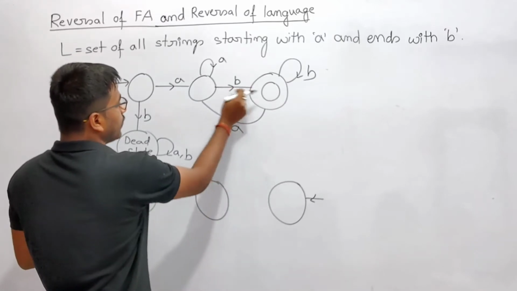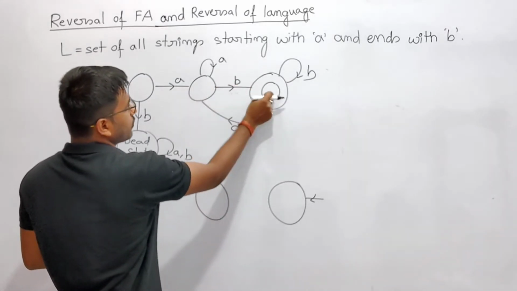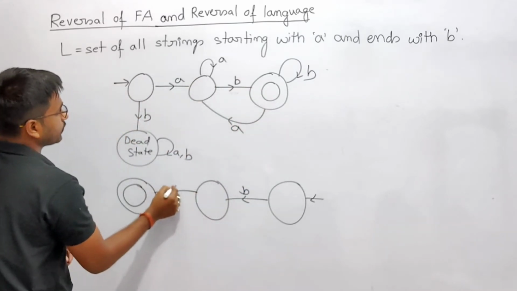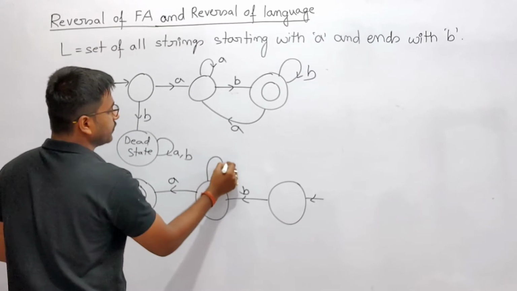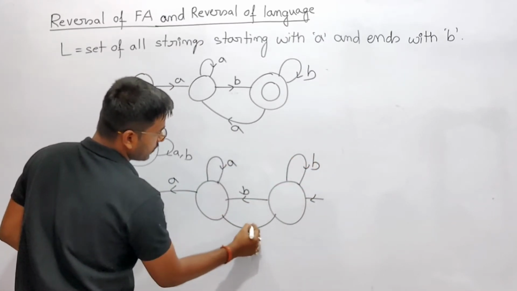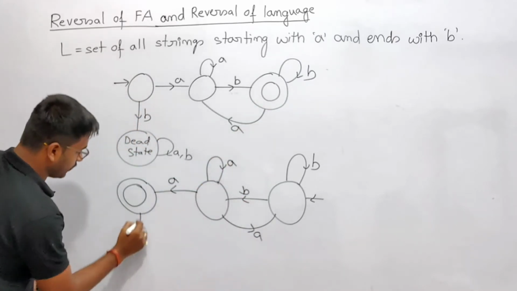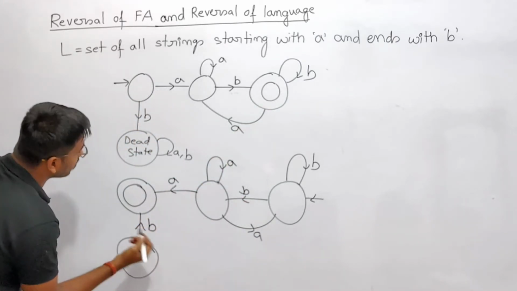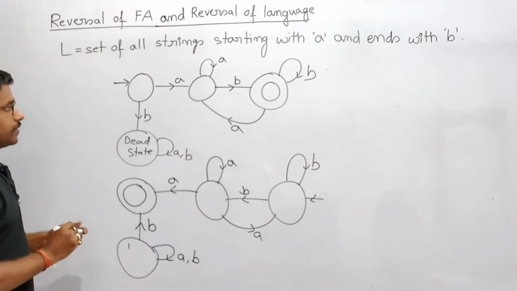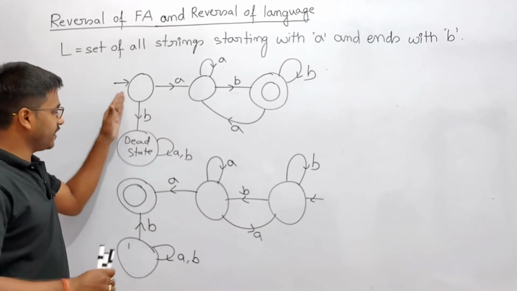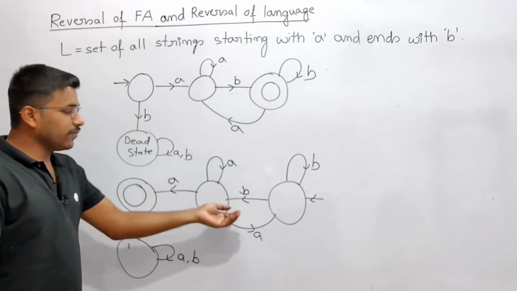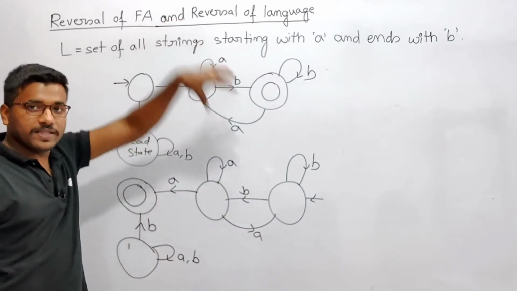See, here this state on getting A was going there, so I will change the transition like this. Now this state on getting A will go there. And the loop will remain the same. Only the transitions are going to change. So change the transition means reverse the transition. Loop will remain same. This is a reversal. So in reversal of a FA, we make the initial state the final state and the final state the initial state, and we reverse the transitions and loops remain the same.